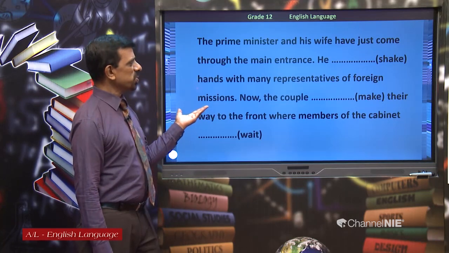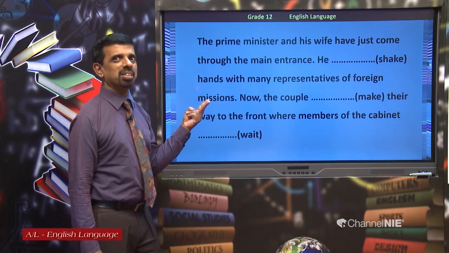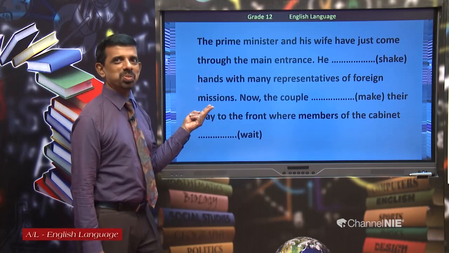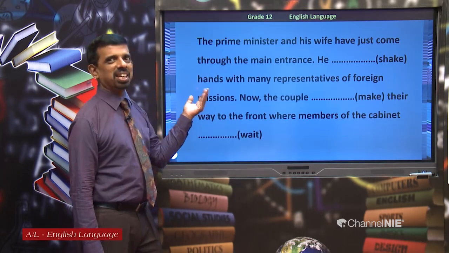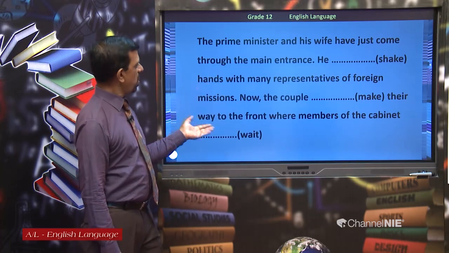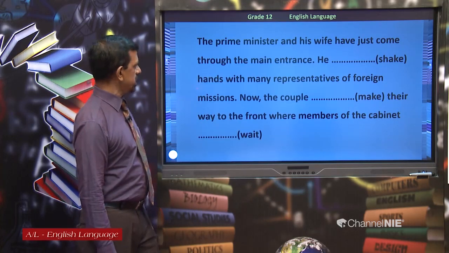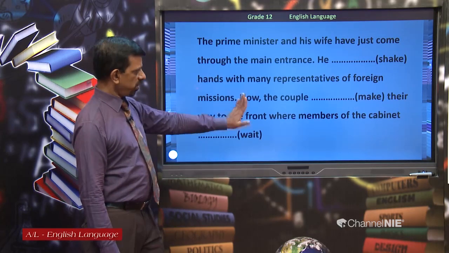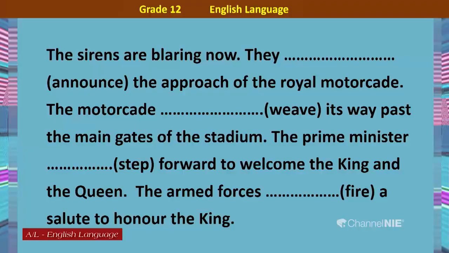Sometimes you may get confused, you will think couple, two people, but remember children, it is a collective noun. So, collective nouns always take a singular verb. So, the couple makes their way to the front where members of the cabinet waits. The sirens are blaring, they announce the approach of the royal motorcade. The motorcade, again a collective noun, so that you have to take the singular verb, weaves its way past the main gates of the stadium.